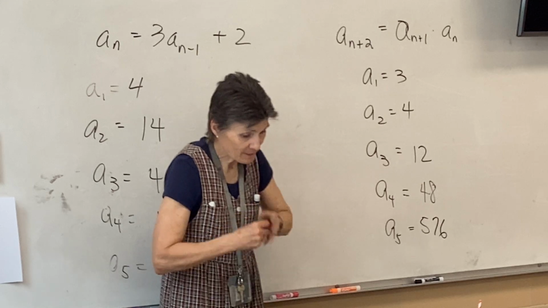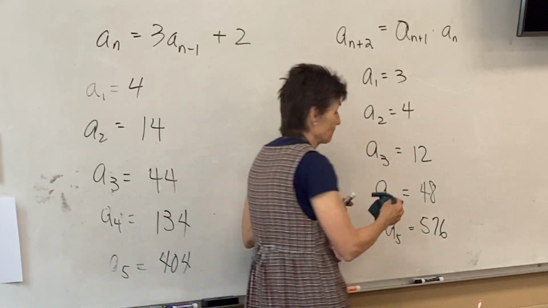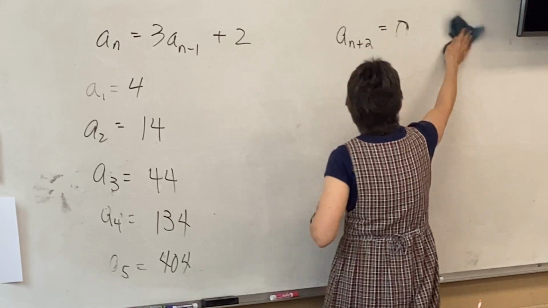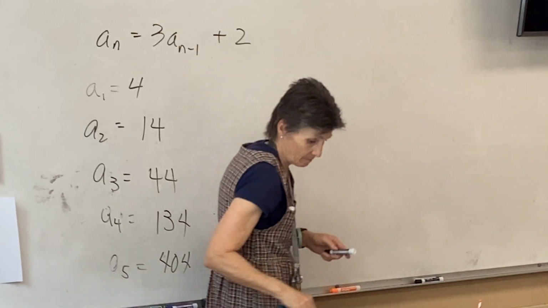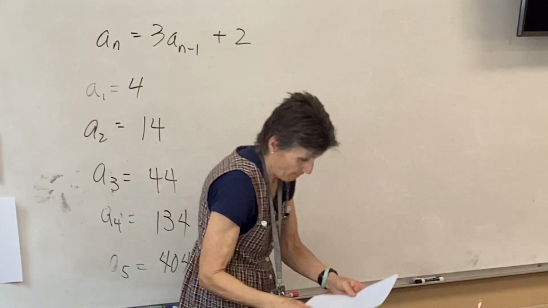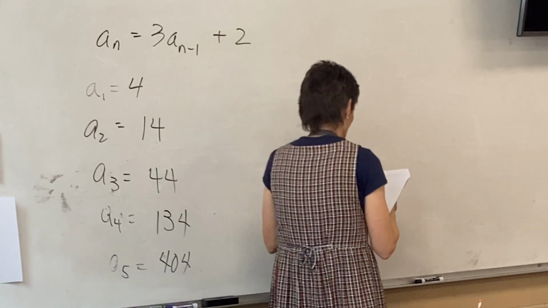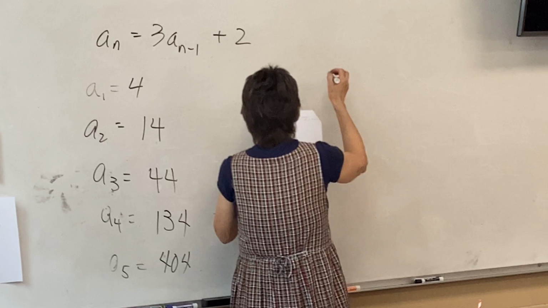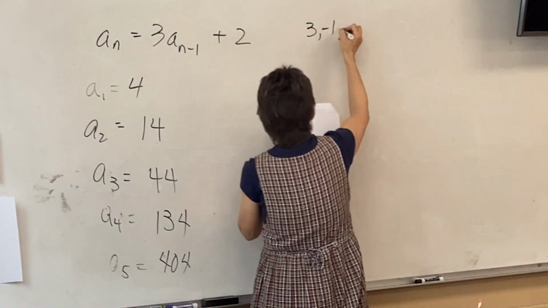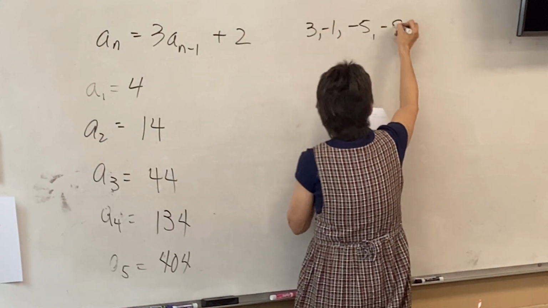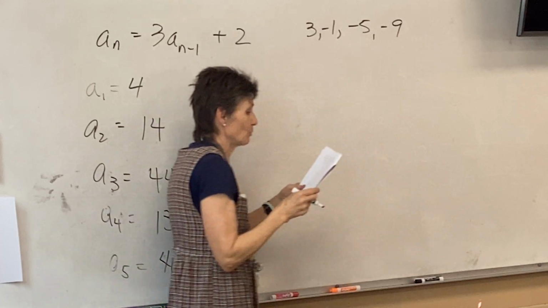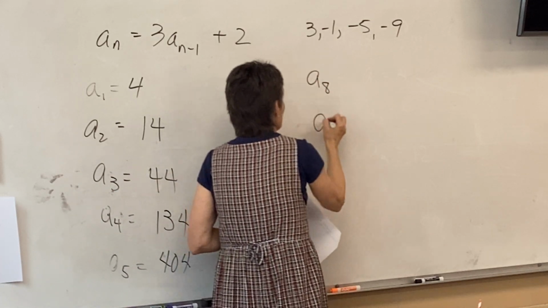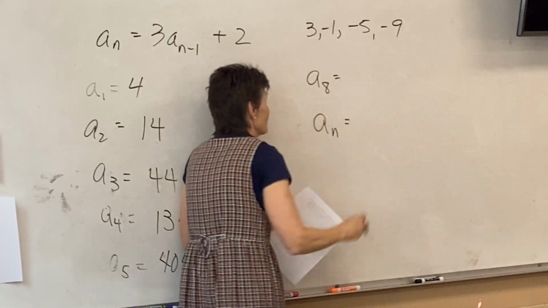All right, number 5, consider the sequence. These are all geometric. Looks like, maybe not. All right, find the common difference or ratio. Find an explicit rule and find the 8th term. I need the 8th term and an explicit rule.